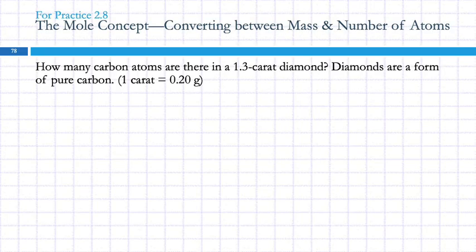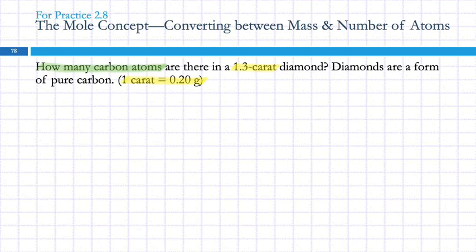Once we have the moles of the element, we can find out how many atoms there are using Avogadro's number. So how many carbon atoms are there in a 1.3 carat diamond? Diamonds are a form of pure carbon. 1 carat is equal to 0.20 grams. Read the question, pull out the numbers, and find what it's asking for. How many carbon atoms?